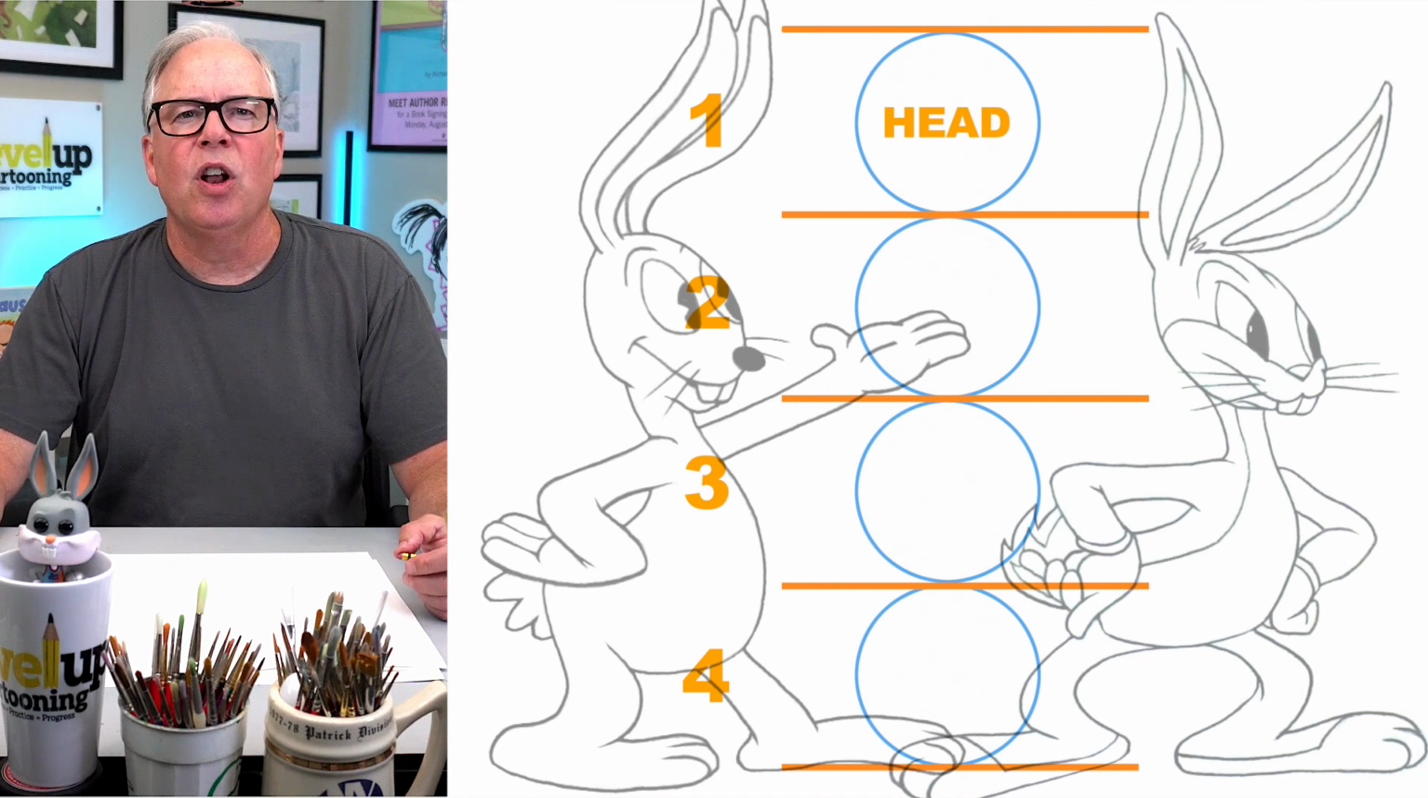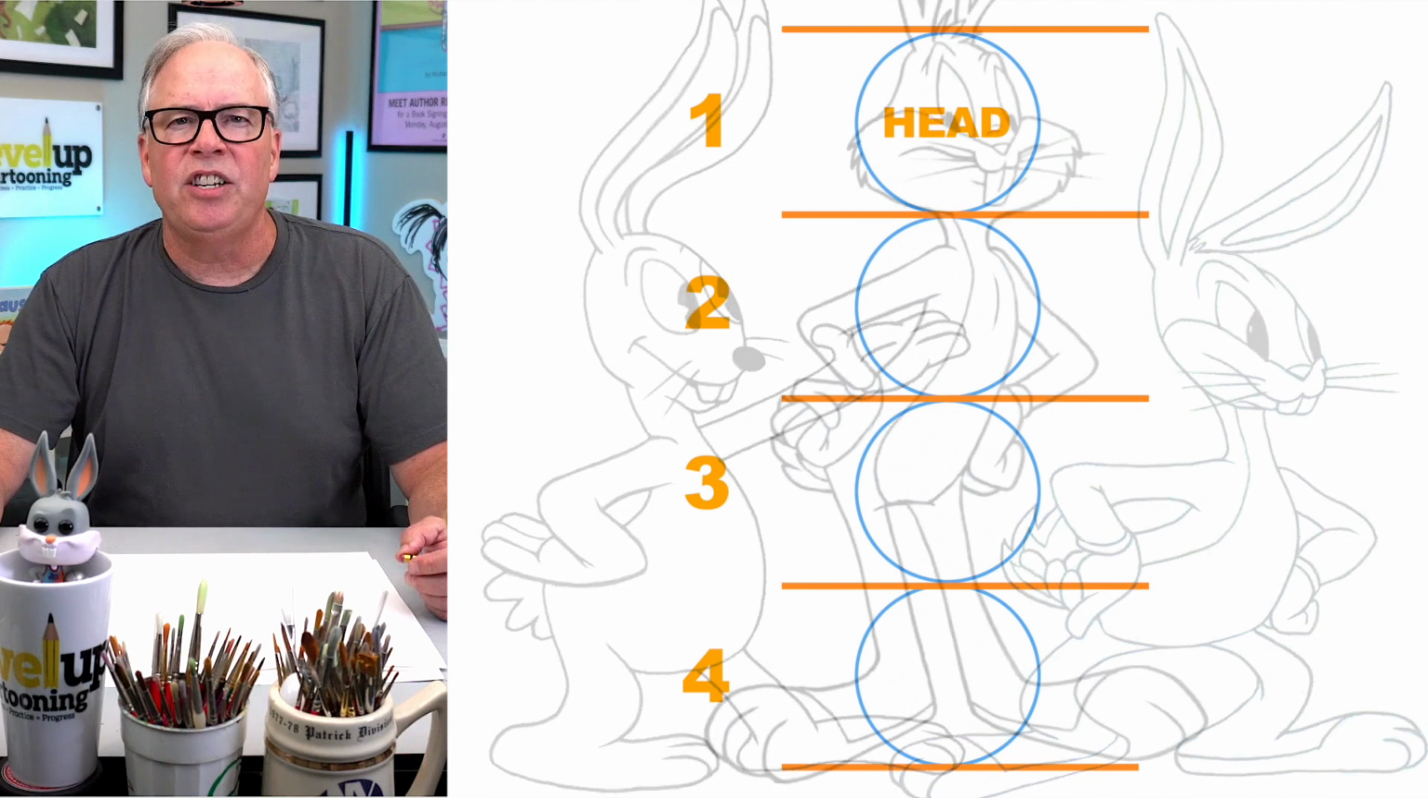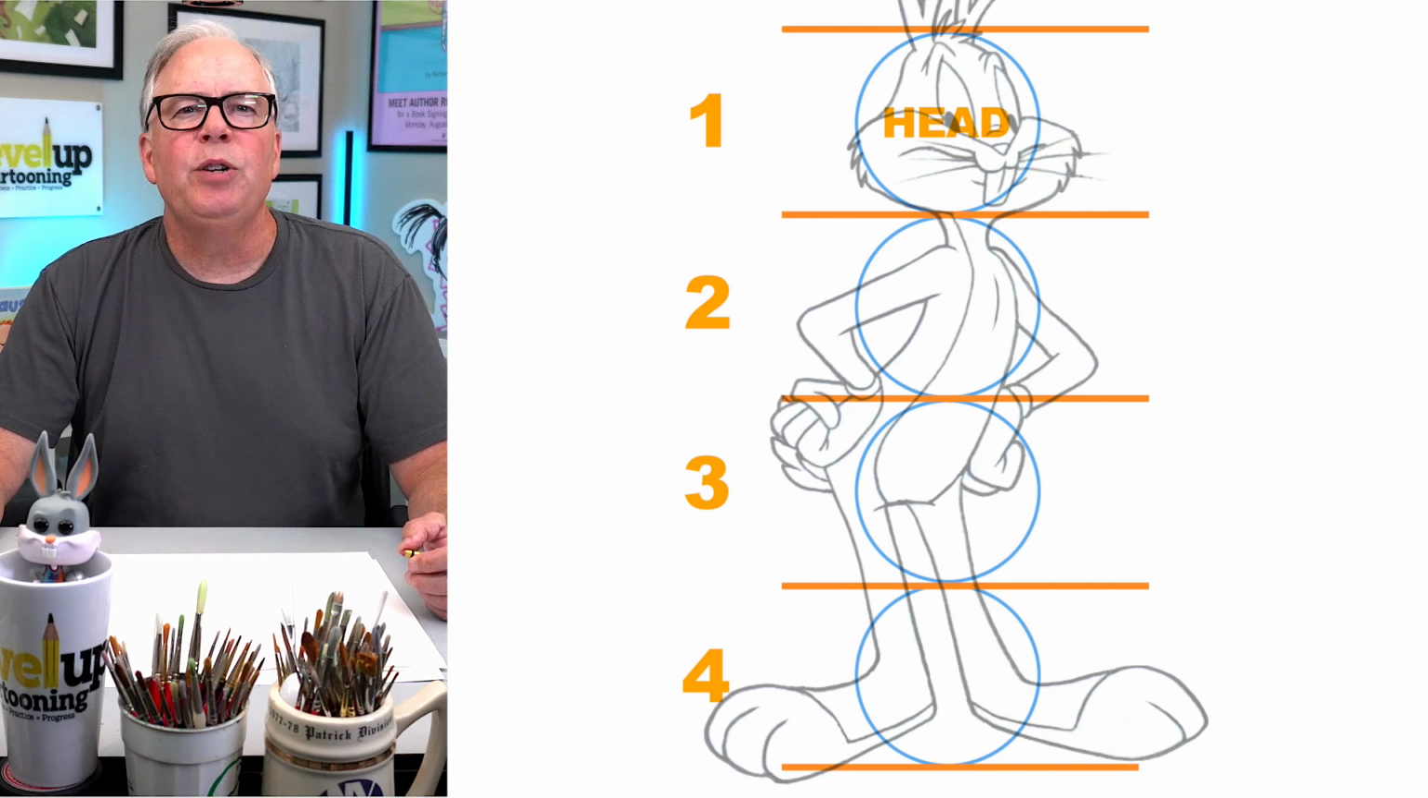In other words, however tall his head is, not including his ears, his entire body is a little over 3 of those. In the classic version of Bugs, the one we recognize, his back isn't quite so curved, meaning he's a little more upright. In this final version, Bugs is 4 heads tall. In other words, however tall his head is, his entire body is 4 of those, not counting his ears.